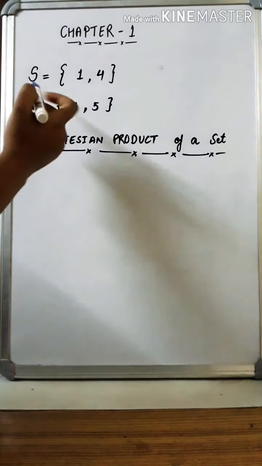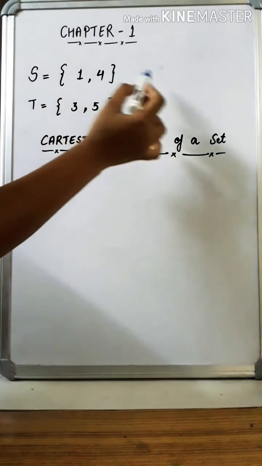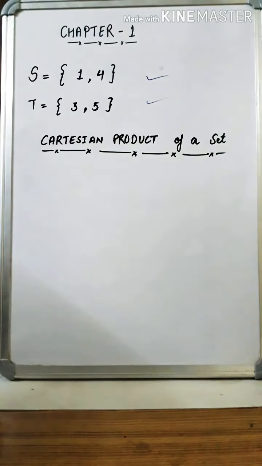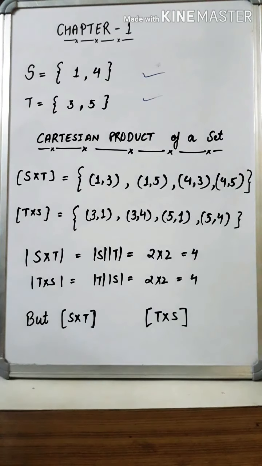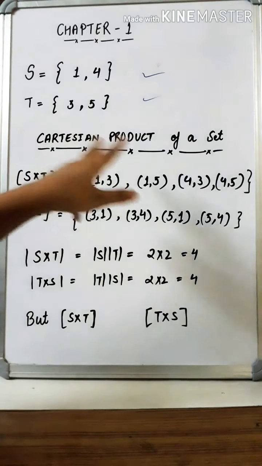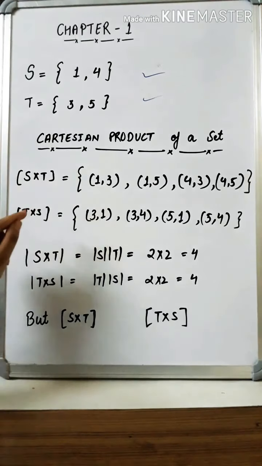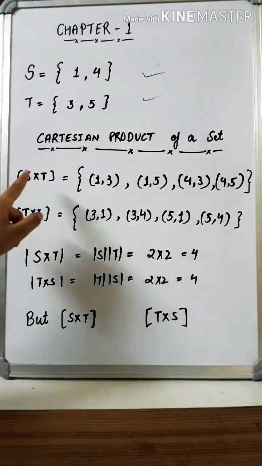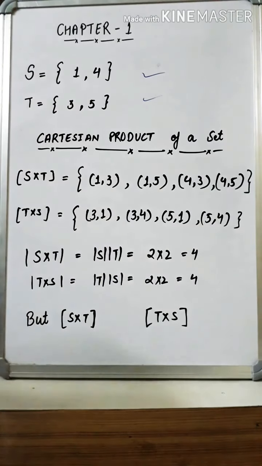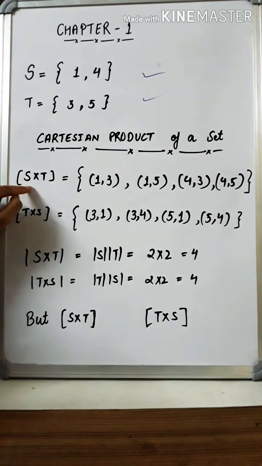For example, we have a set S that has two elements 1 and 4. We have another set T that has elements 3 and 5. So these are two well defined sets. Now let us come to what the Cartesian product of sets is. S cross T means the ordered pairs will be included in a set, where the first element will be taken from S and the second element will be taken from T. So the Cartesian product of two sets S cross T will give us a set that includes ordered pairs, with preference given to the first element of the ordered pair.